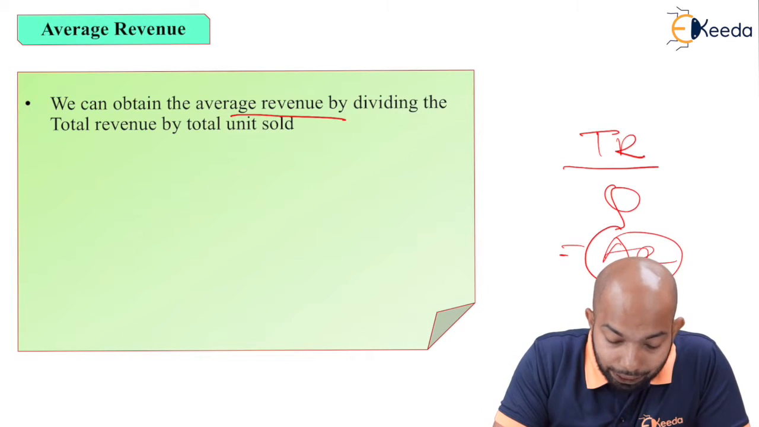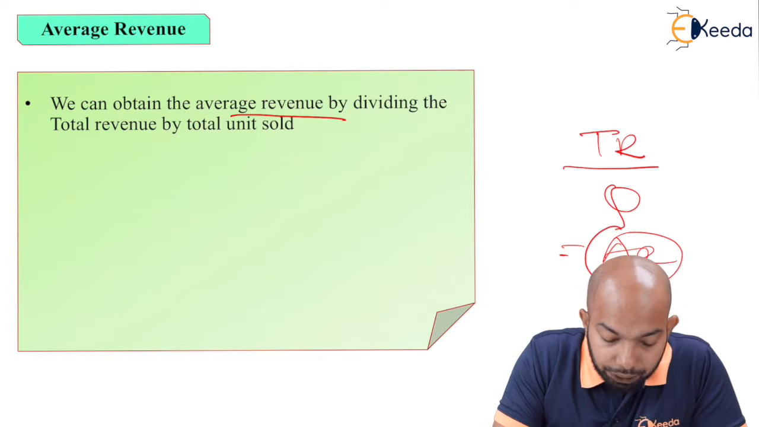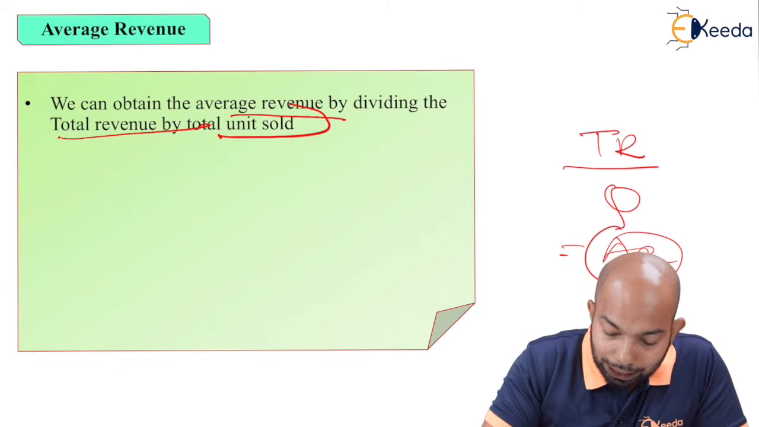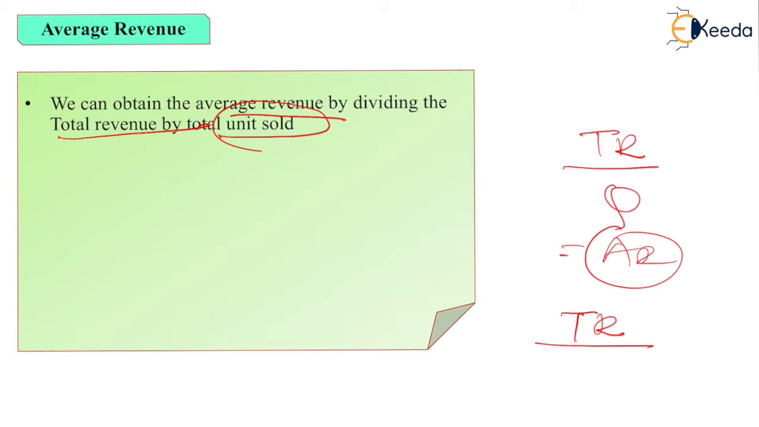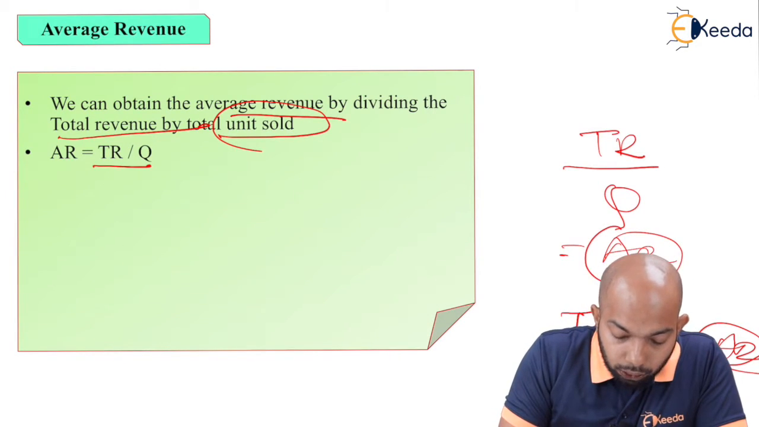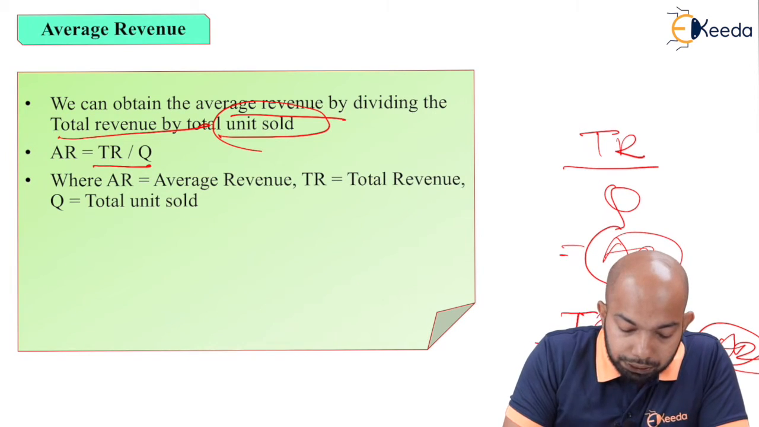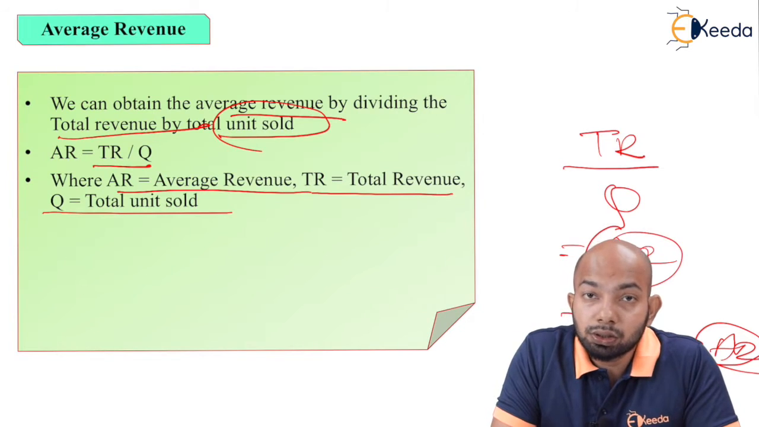This is derived by dividing the total revenue by the total units sold. That means whatever total revenue you have, if you divide it by the quantity sold, you will get the average revenue. Now, AR is equal to TR upon Q, where TR refers to the total revenue, AR refers to the average revenue, and Q refers to the total units sold.